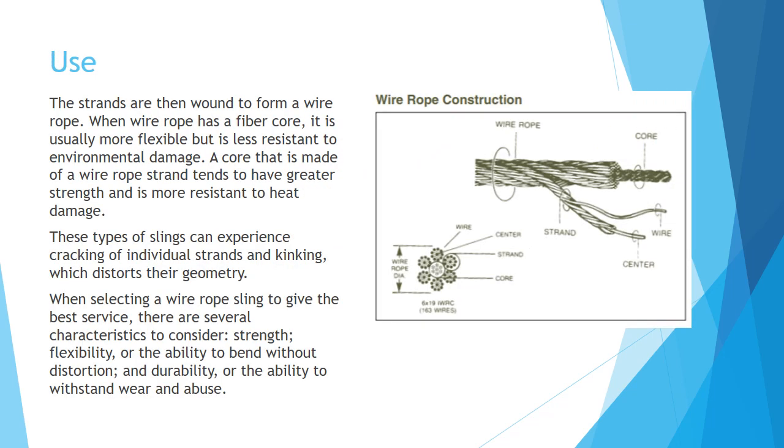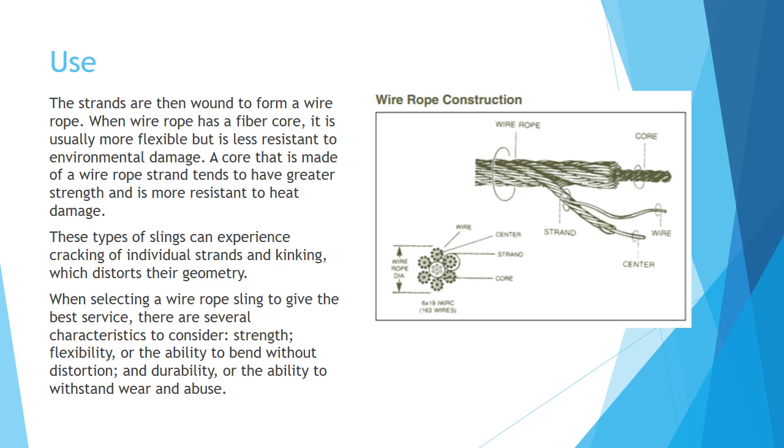The strands are then wound to form a wire rope. When wire rope has a fiber core, it is usually more flexible but is less resistant to environmental damage. A core that is made of wire rope strand tends to have greater strength and is more resistant to heat damage. These types of slings can experience cracking of individual strands and kinking, which distorts their geometry.